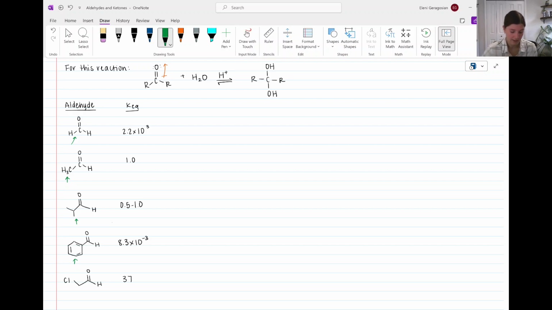And then if we look at our last example, where we add now into the molecule a highly electronegative atom, chlorine, that's pulling electron density away from the carbonyl carbon in that molecule. So that causes the KEQ to be high.